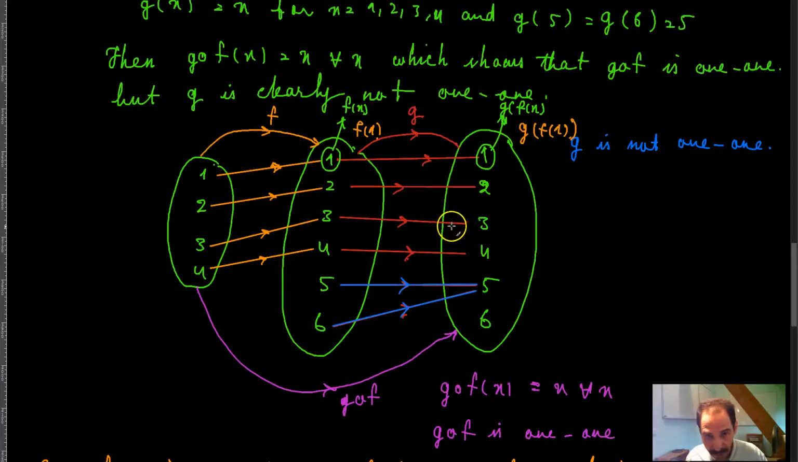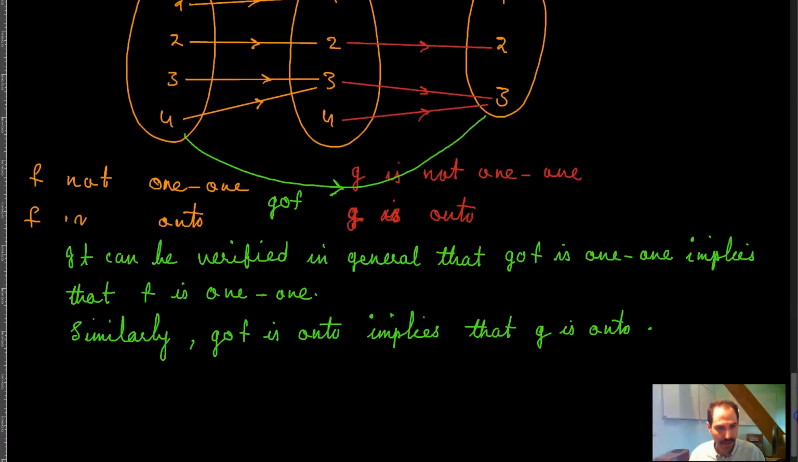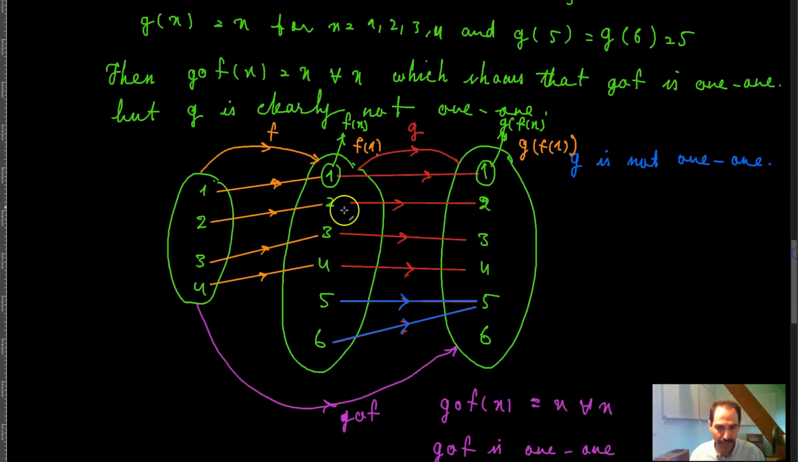And again, as it so happens, f is 1-1, right? f is 1-1. So what that means is that, based on this situation, we have said that in general, it can be verified that g∘f is 1-1 implies that f is 1-1. It's this exact situation over here.